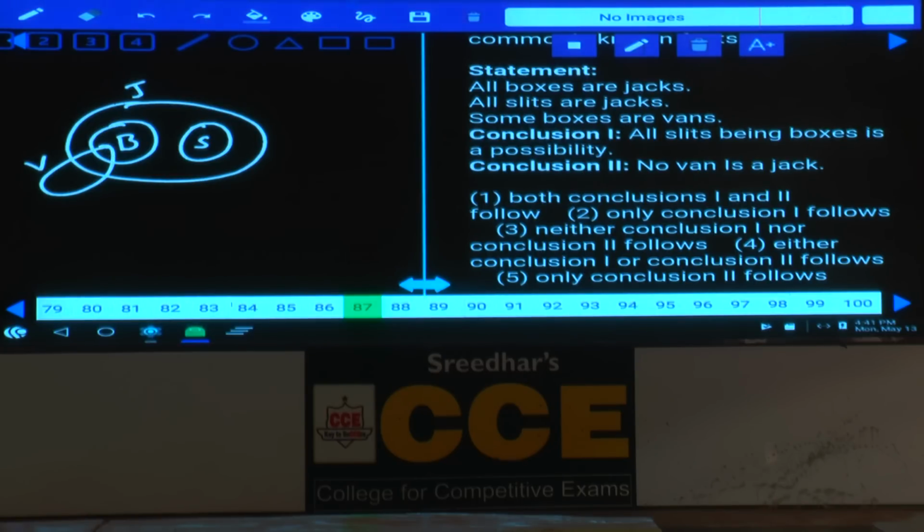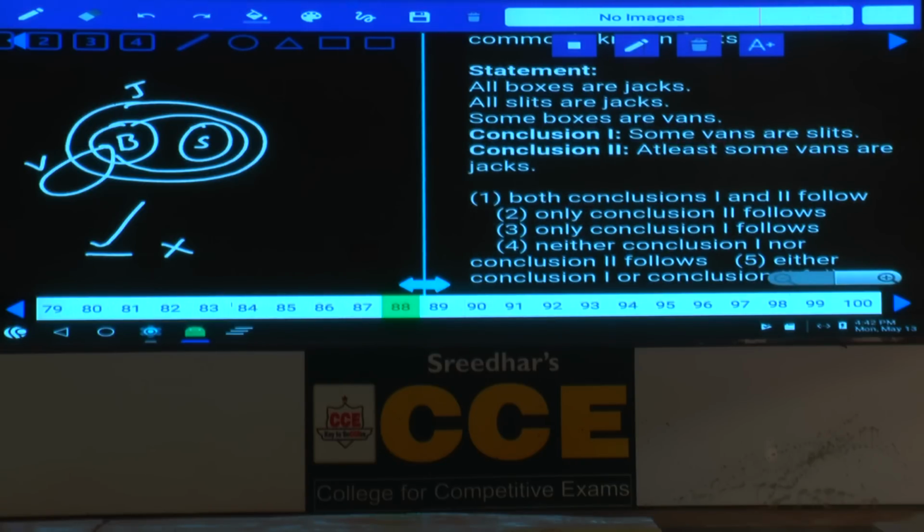Done? Then first one, all slits being boxes, it is a possibility. Second, no van is a jack. No van is a jack is false because some of the vans are jacks is true. Then coming to the first one, it is a possibility. All slits are boxes, is it possible or not? Now tell me whether we can write box like this or not. Yes. Hence what is your answer? Only one follows, and it is given in choice 2.